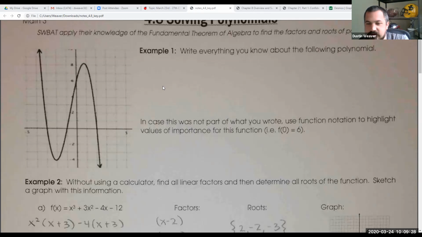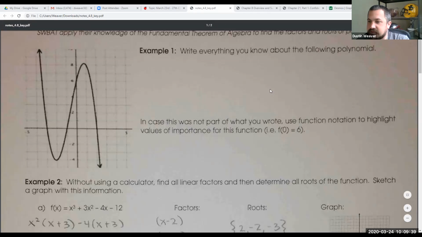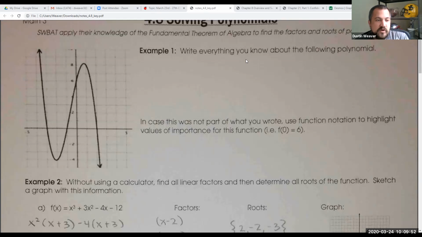And again, you can look at that. It kind of goes with what we did yesterday, that the end behavior for odd equations is opposite. To the left, this would be going to positive infinity, and to the right, this would be going to negative infinity. Okay, so that's a lot of things that we know about the polynomial.